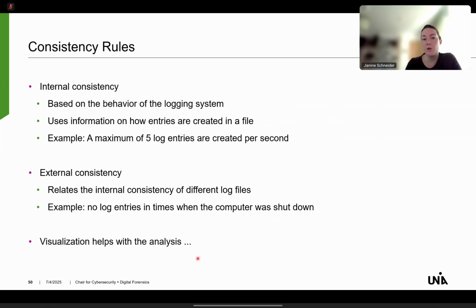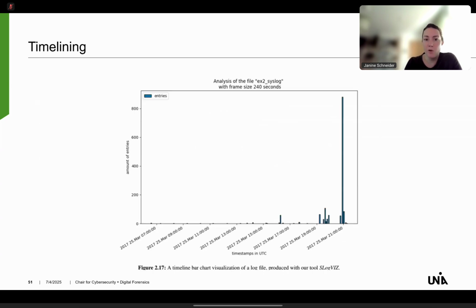Visualization often helps with the analysis of these consistencies or inconsistencies. We will go quickly over these examples of visualization. Here you can see an ext2 syslog file, where you can see a couple of timestamps that can be observed, like the number of entries with certain timestamps, and we see a high peak here.